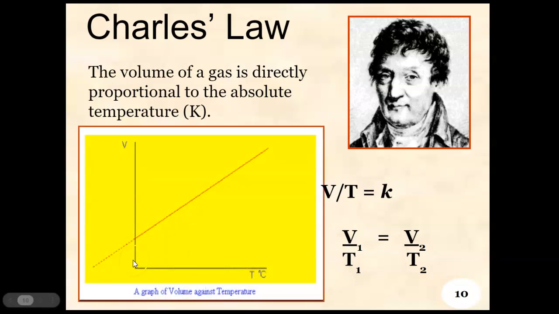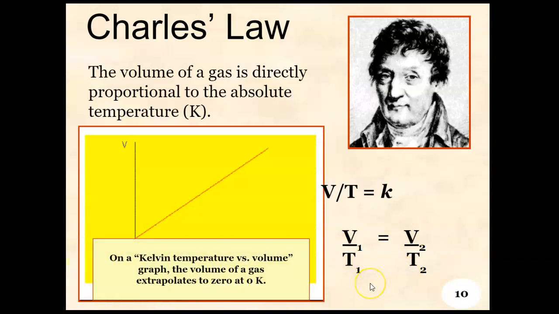All right? So looking at this is what you see. It is directly related. So this is going to be V over T. So V1 over T1 equals V2 over T2. This is Charles' law. Okay? So on a Kelvin temperature versus volume graph, the volume of a gas extrapolates to 0. Because remember, we can't get to 0, so we're trying to make an educated guess based on all of the measurements that we can actually get to.